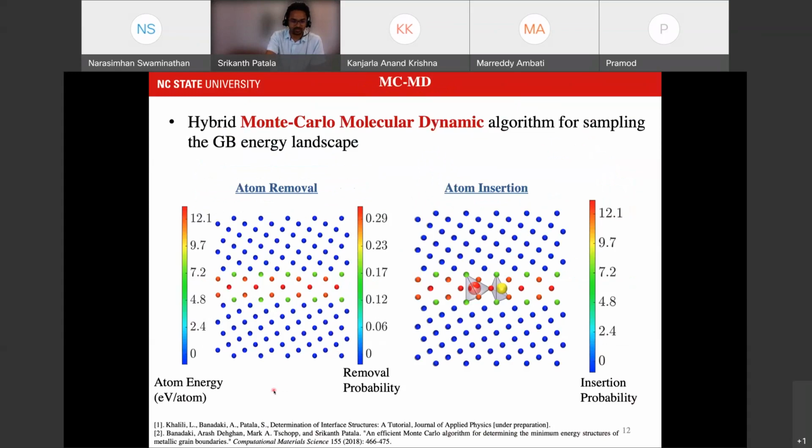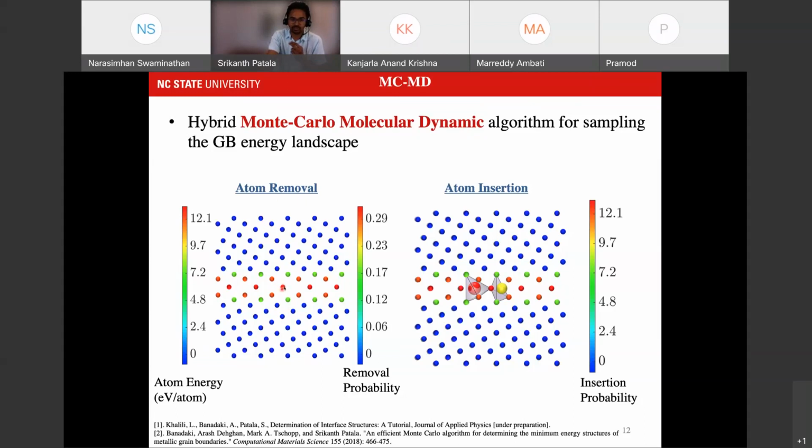So very recently we developed, and it's summarized in this paper out here, and we're currently preparing a tutorial article, a hybrid Monte Carlo molecular dynamics technique. The Monte Carlo procedure basically involves perturbing the structure, and really the art here is how do we get good perturbations that will lead to low energy structures. And we identified two perturbations which are quite simple.